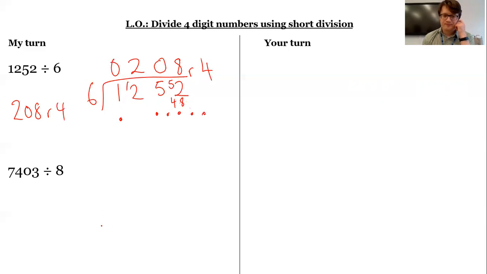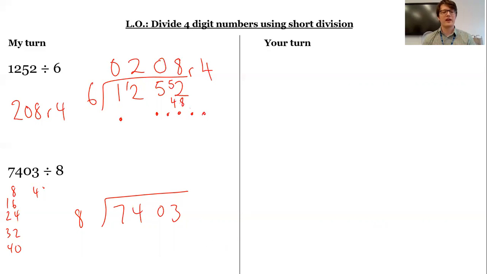What about this one? Now, say I wasn't very comfortable with my 8 times table. I'm going to write it down very quickly. 8, 16, 24, 32, 40, 48, 56, 64, 72, 80. I've just got that there now so I can refer back to it and not have to think too hard about my 8 times table. So 8 doesn't go into 7. Can't make any groups of 8 out of 7, so I need to regroup that whole amount.